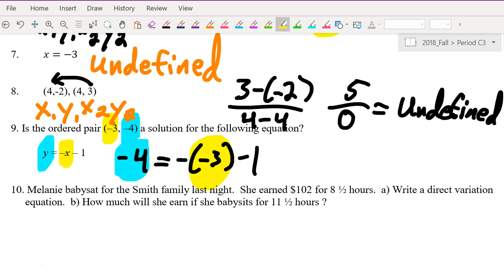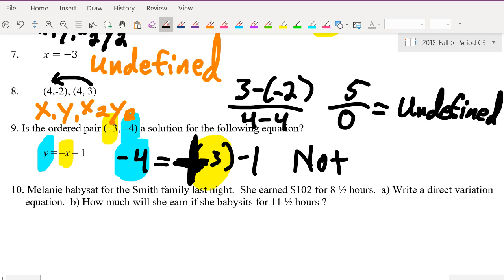Now, does it make it true? I don't know, because we have negative of negative 3. What's the negative of negative 3? It doesn't make it true, does it? Because 3 minus 1 is not negative 4. So the answer is no. It is not a solution. But if it did make the equation true, then we would have said yes.